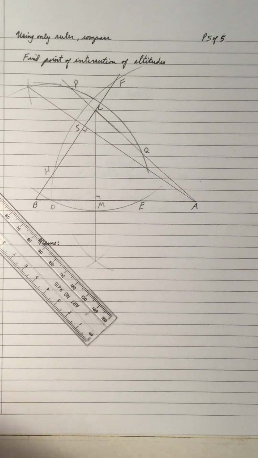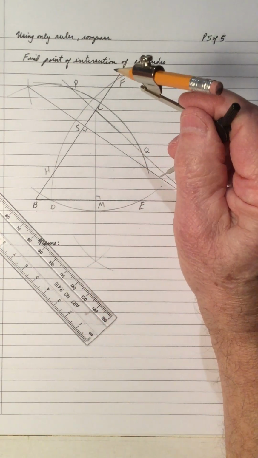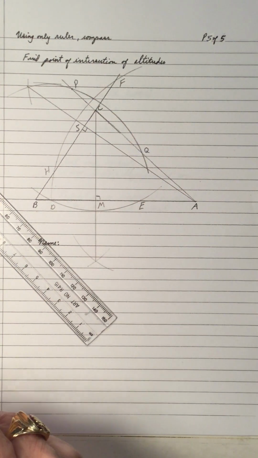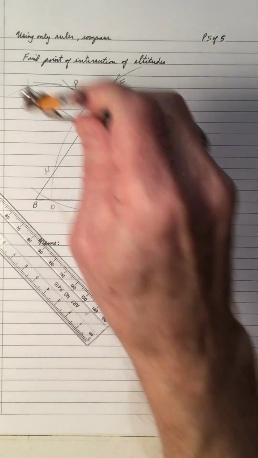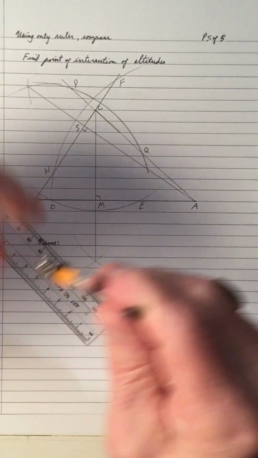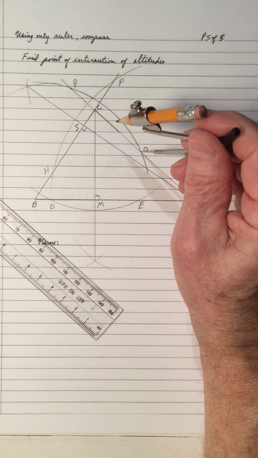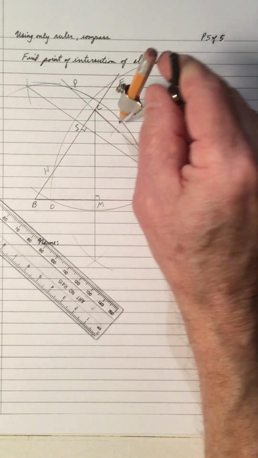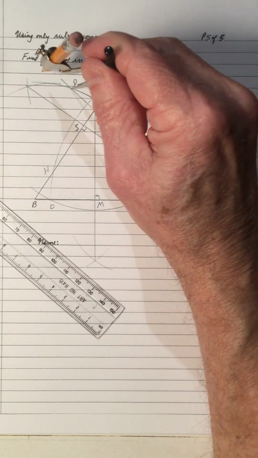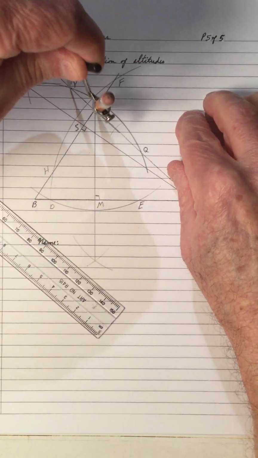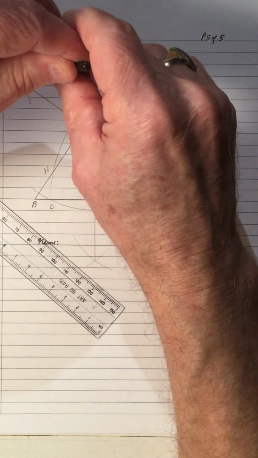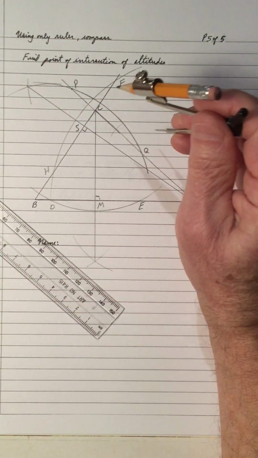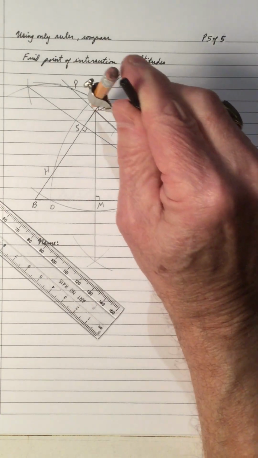So I place my compass at P and Q, but the radius has got to be greater than half the length of PQ. Remember, if it's less than half, the arcs won't meet. Let me show you that. I'm going to take a radius less than half. If I draw this arc here, and I put it at P and draw the arc, they won't meet. So I have to take a radius greater than half of PQ. That's greater than half.